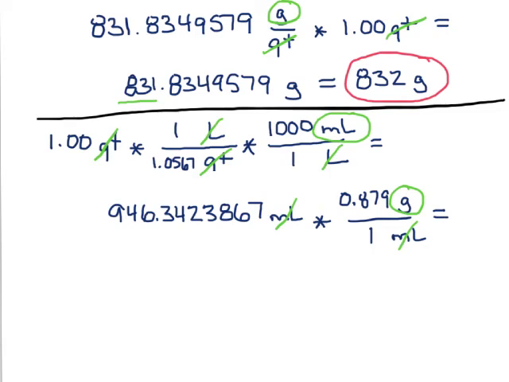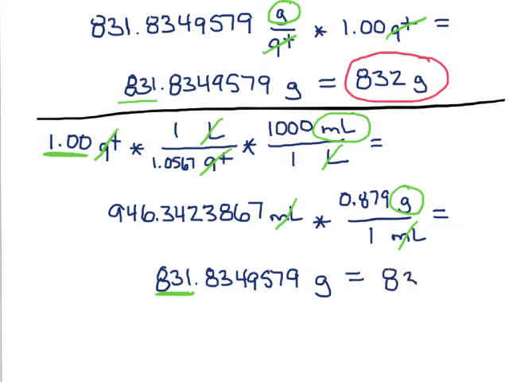Now I can do that math. And you should notice that I'm getting the same answer I got before. I still only have 3 significant figures. So this is going to round to the exact same number, 832 grams. So that is the mass of 1 quart of benzene. Again, I'm going to circle that to show you my final answer.